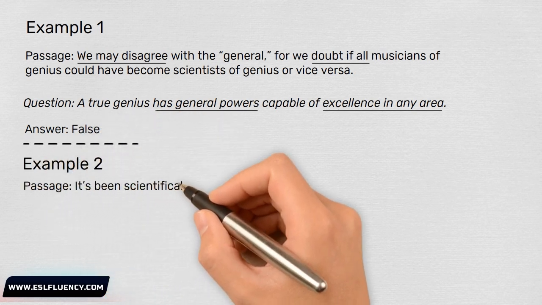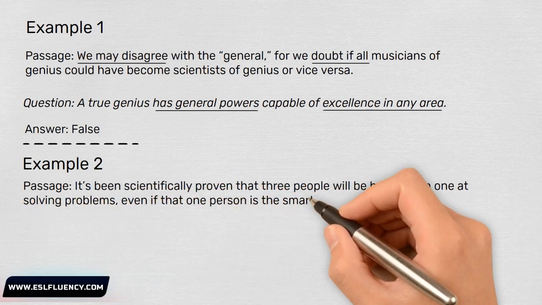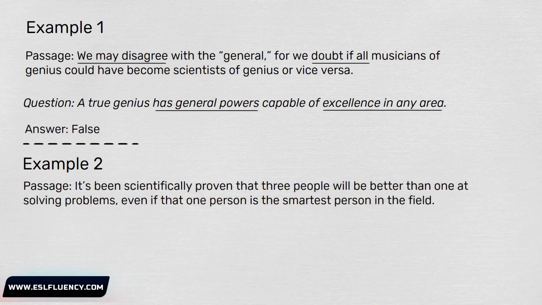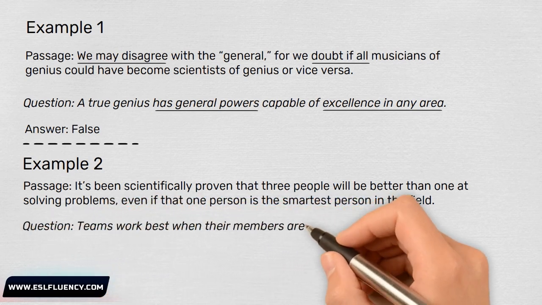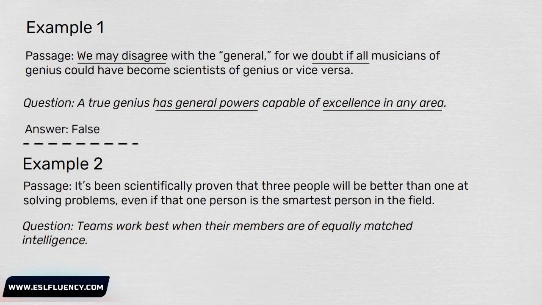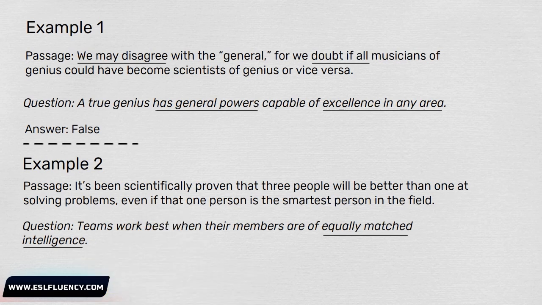Example number 2. It's been scientifically proven that 3 people will be better than 1 at solving problems, even if that one person is the smartest person in the field. Question: teams work best when their members are of equally matched intelligence. The passage says it is better to solve problems as a group rather than individually, even if that individual is really smart. It says nothing about whether the members of the group should have similar intelligence levels or not. So that part is missing. The answer is not given.